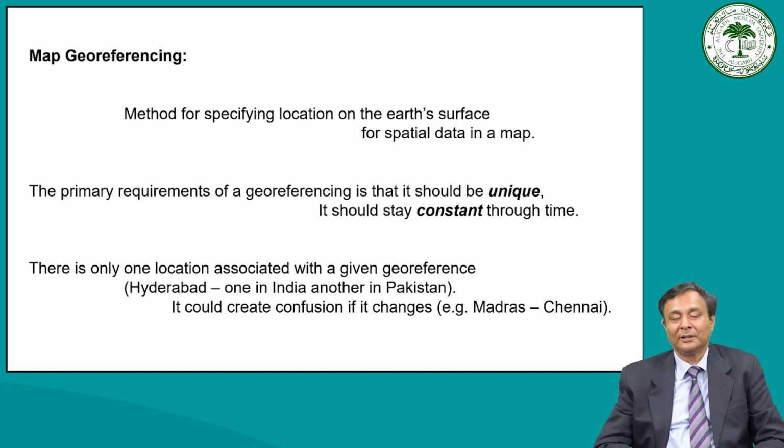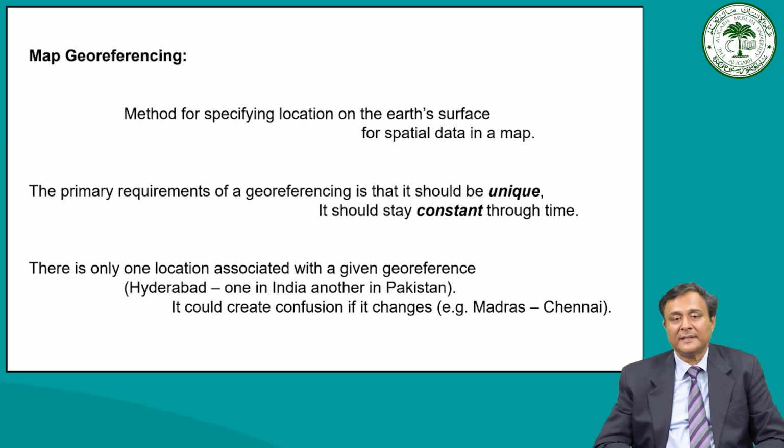For example, if you look into the early maps of India, the name was Madras. Now it has changed to Chennai. So the same location, but we know that Madras is now known as Chennai. But if this information is in digital mode, then we need to rectify it. And that is why I am saying that georeferencing needs to be unique, and also it should remain constant through time, because we have talked about the time dimension in our spatial information.